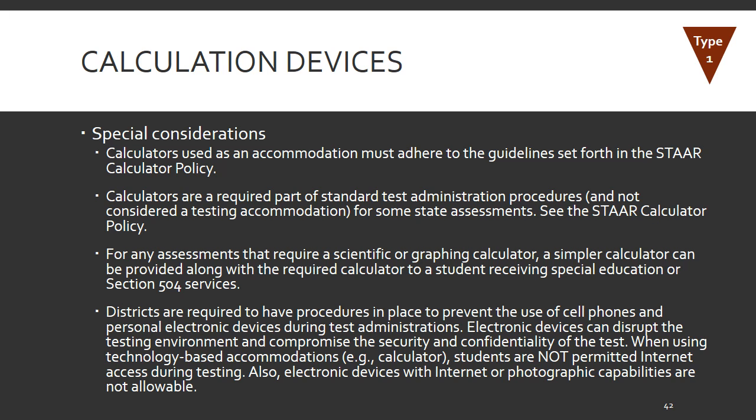Districts are required to have procedures in place to prevent the use of cell phones and personal electronic devices during test administrations. Electronic devices can disrupt the testing environment and compromise the security and confidentiality of the test. When using technology-based accommodations, students are not permitted internet access during testing. Electronic devices with internet or photographic capabilities are not allowed.